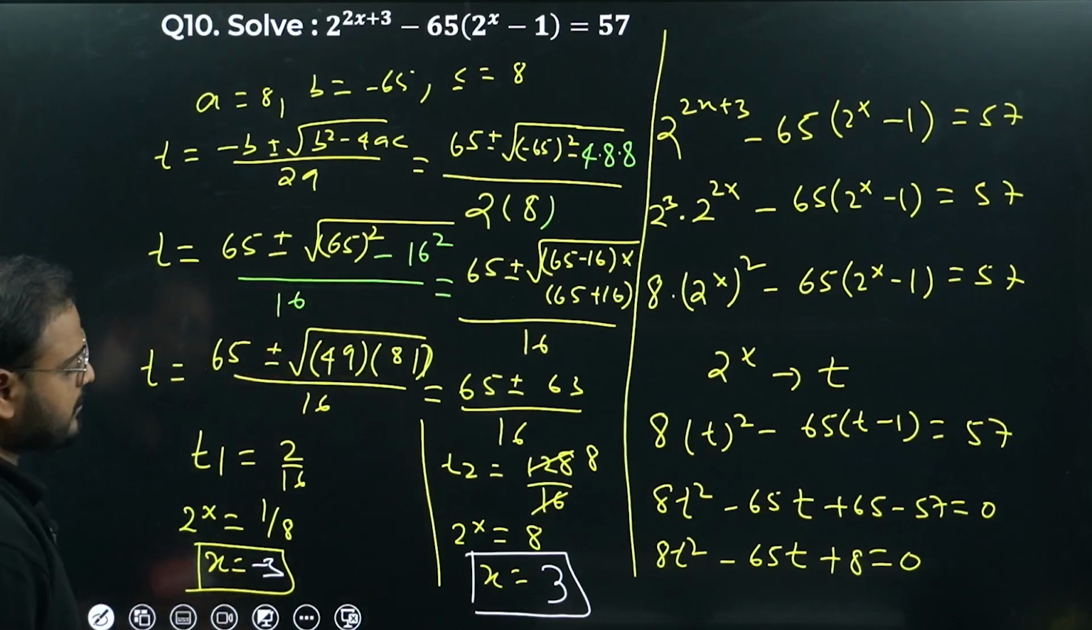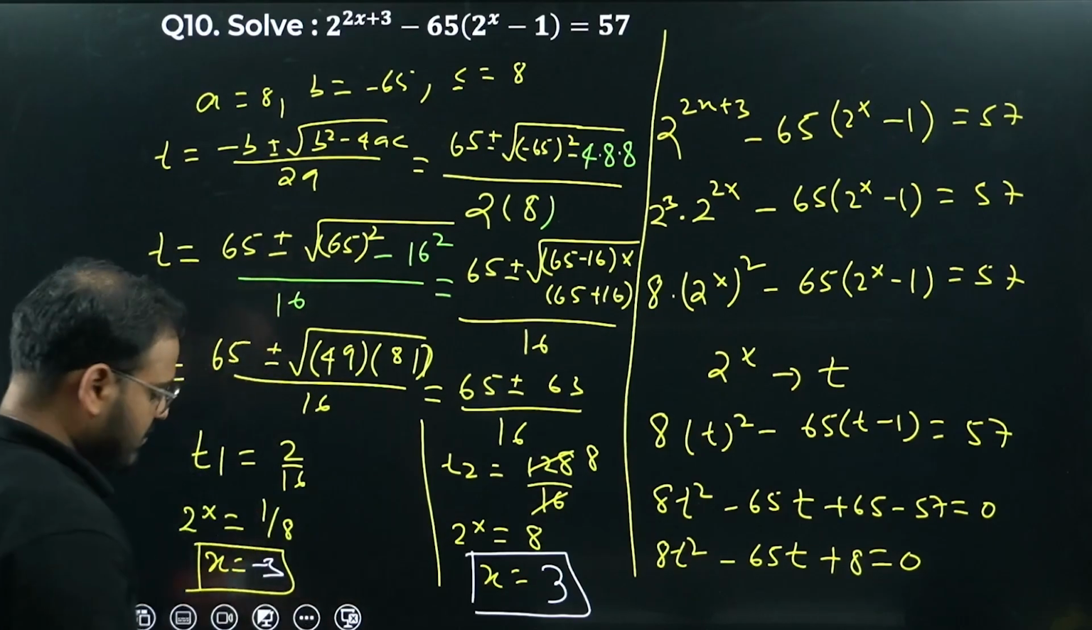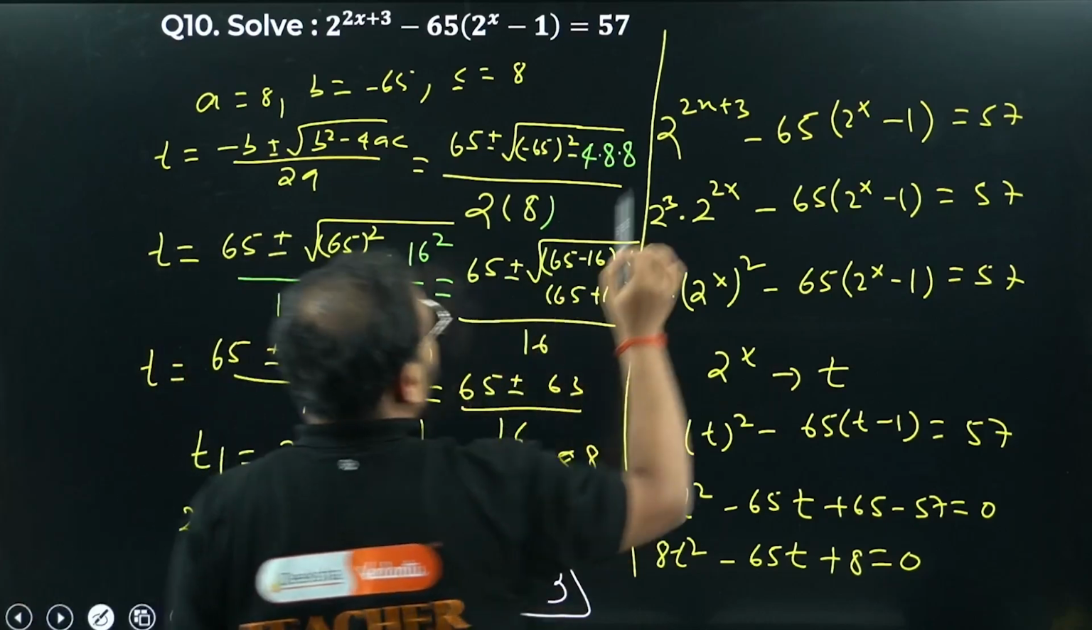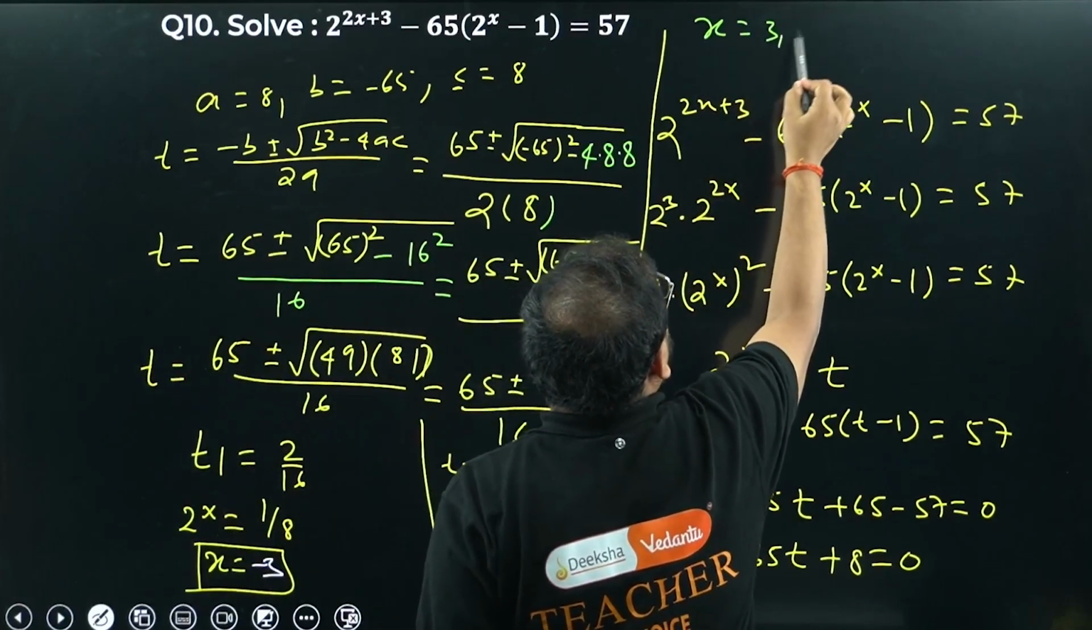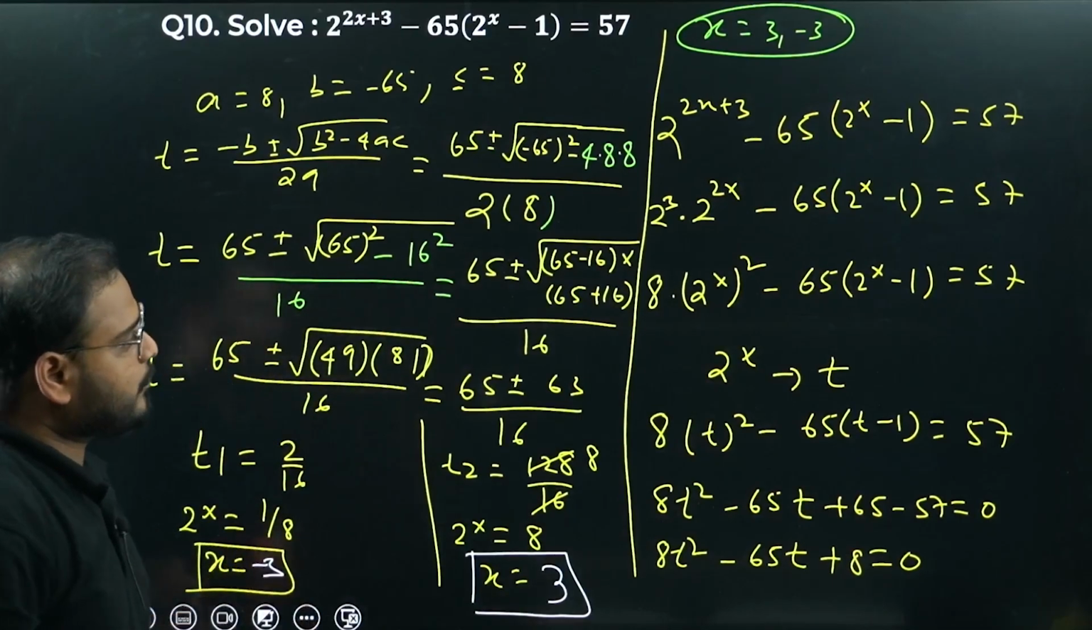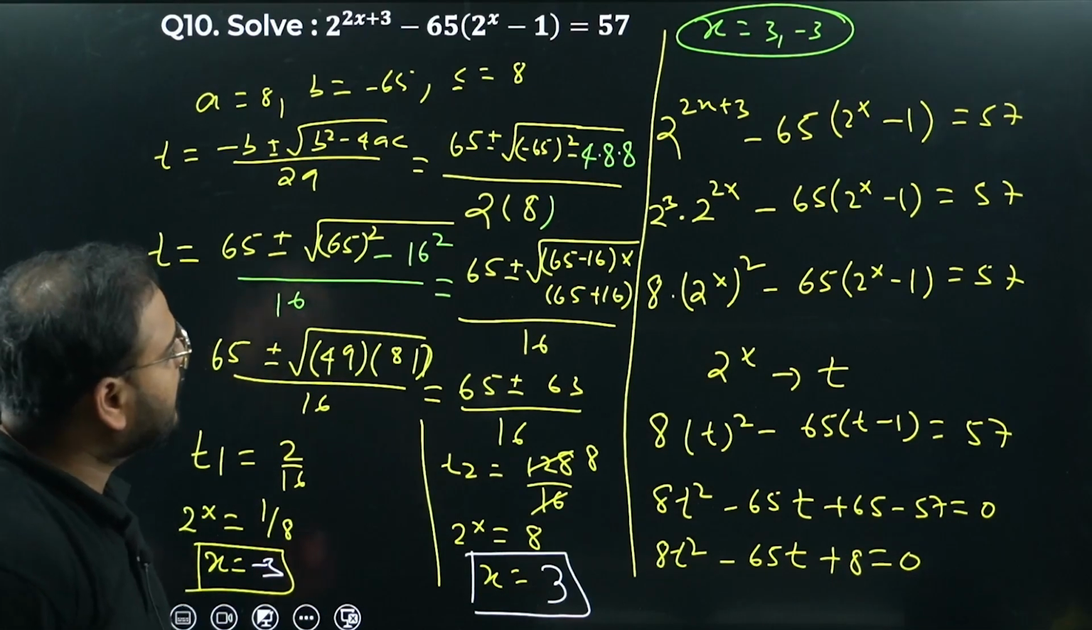So what is my answer? X equals 3 and minus 3. X equals 3 and minus 3 is my final answer. Please have a look. An excellent question. I hope all of you got this right, but if you have not, I've given you the solution. Please go ahead and check it.